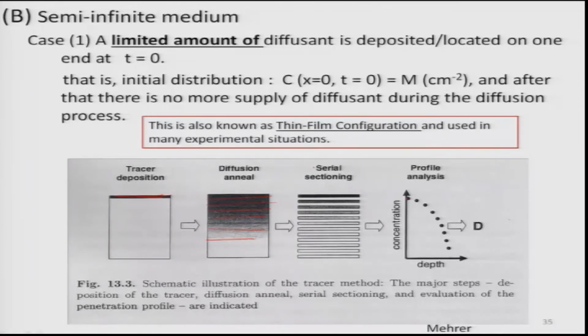Okay, in all this, remember one thing: we have assumed D is independent of temperature, but D is never independent of temperature. When we are doing the diffusion annealing, we are assuming D is independent of temperature, but that is not the case, and temperature actually changes the diffusivity. So, how can we deal with that?